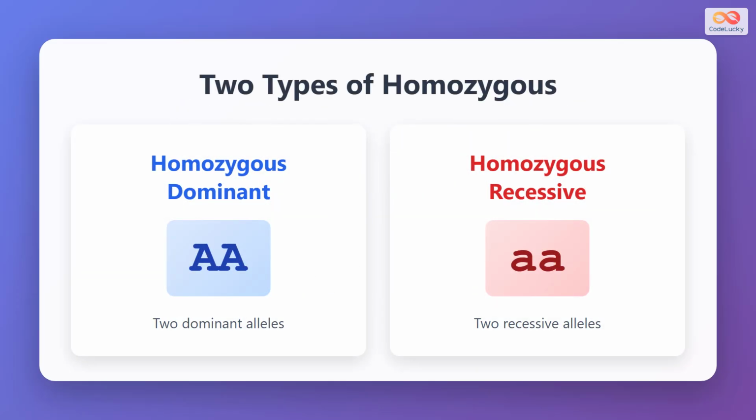There are two types of homozygous conditions. First, homozygous dominant, represented as AA, means an organism has two dominant alleles for a gene. Second, homozygous recessive, represented as lowercase aa, means an organism has two recessive alleles for a gene. These two types determine which version of a trait will be expressed in the organism.